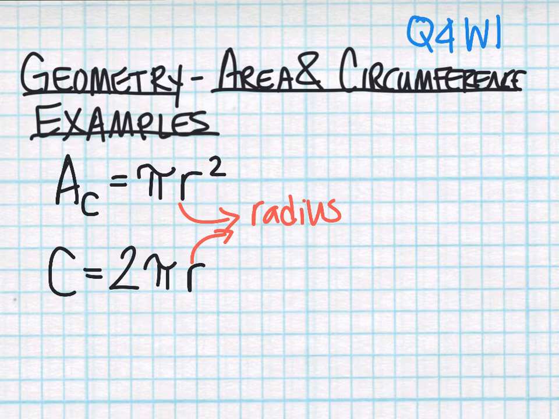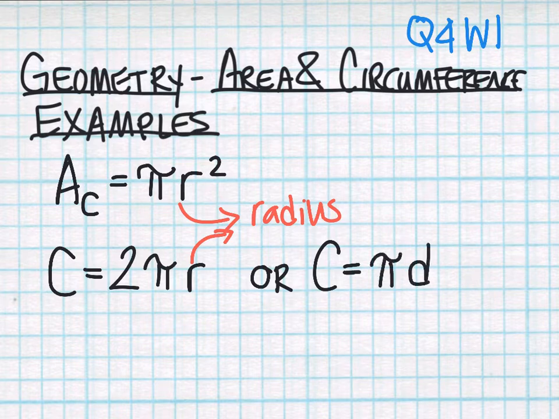There's another version of the circumference formula that I often use. Circumference equals pi times d. And in this case, d stands for diameter. You got it. So it depends on what your problem gives you, whether you want to use the radius version or the diameter version. I like the diameter version because there's fewer steps to do.